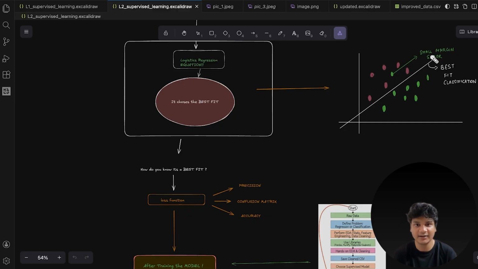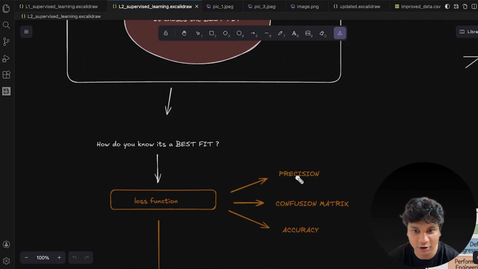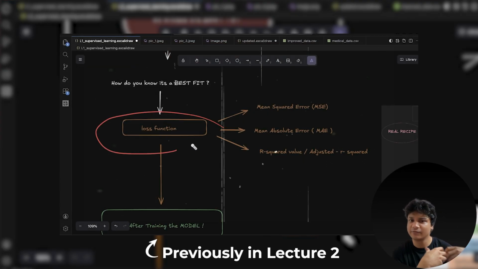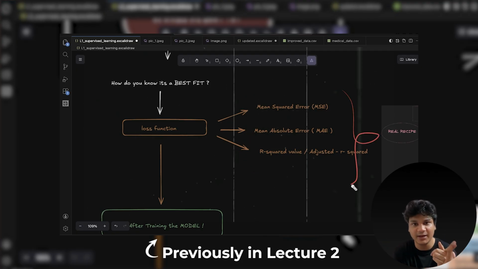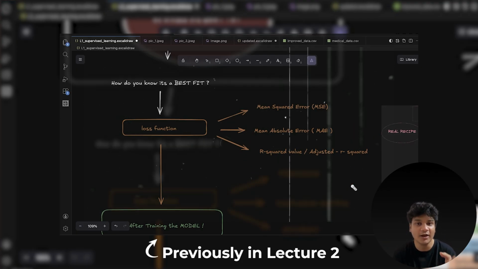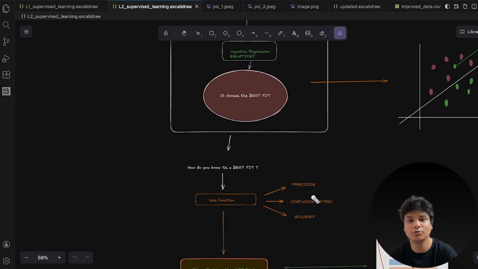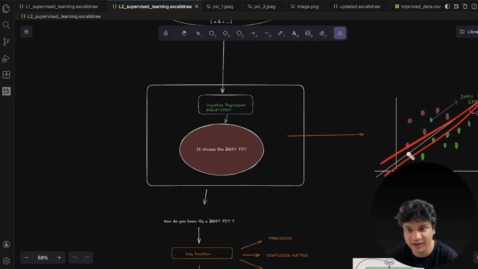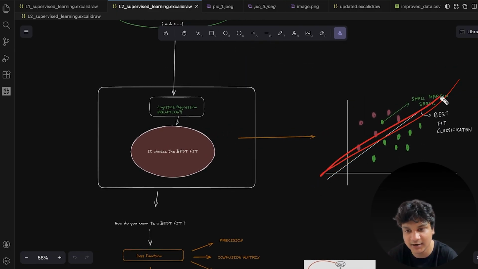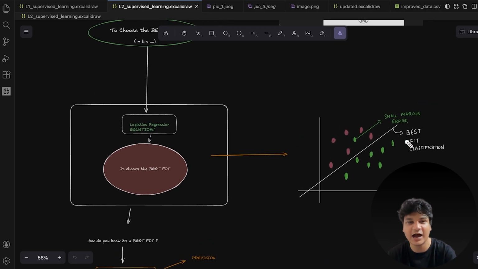So there should be some judging metrics. Someone should judge whether my model is trained well or not. So these are the judges: the loss function, precision, confusion matrix, accuracy. Just understand this. In linear regression, what did we have? Just remember, we have MAE, mean absolute error, and R square value. In logistic classification, we have precision, confusion matrix, and accuracy. These are the three judges that tell you how good this classification is. Of course, this does the best classification, and how good it is.